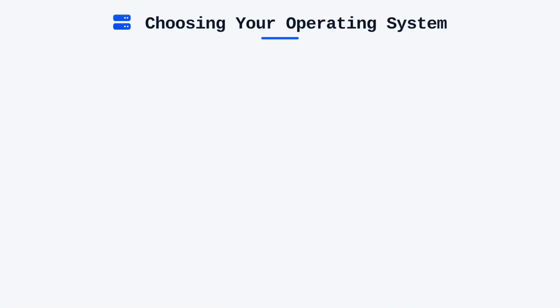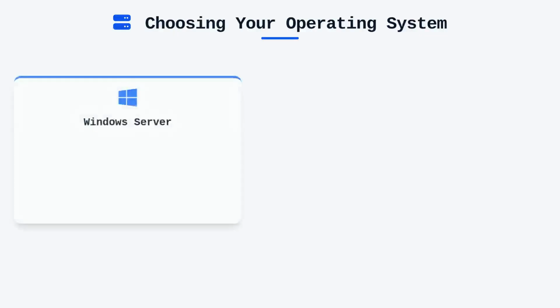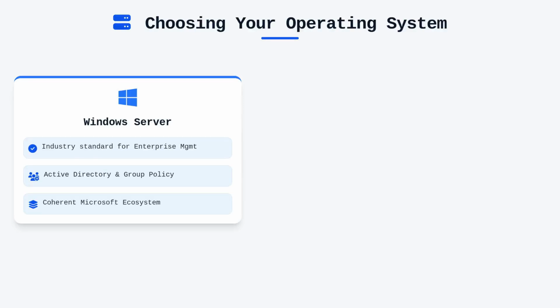Choosing the right operating system involves a calculated assessment of your specific business requirements and the existing ecosystem of applications. Windows Server remains the industry standard for environments heavily reliant on Active Directory, group policy, and proprietary Microsoft software, offering a coherent management interface that many enterprises find indispensable for their administrative workflows.